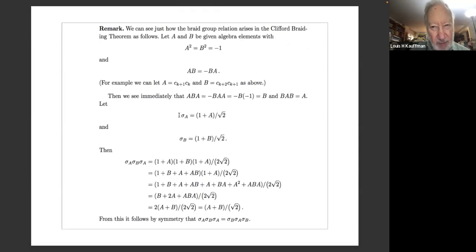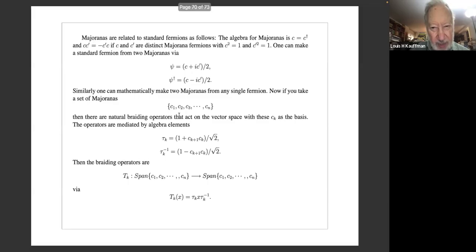And so you get representations of the braid group that are related to the Clifford algebra that are of order 8. And then Ivanov had a very interesting idea that makes things even simpler. He said, all right, but I'm going to think of these particles as being acted on by the braiding, and I'm going to see how they get moved around.